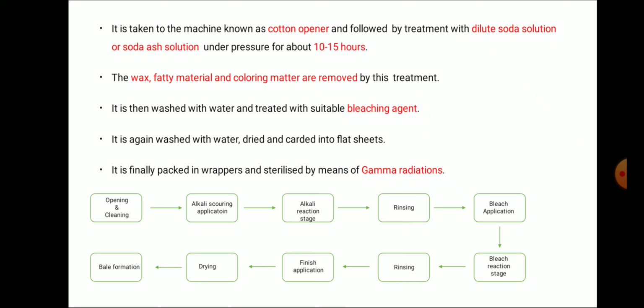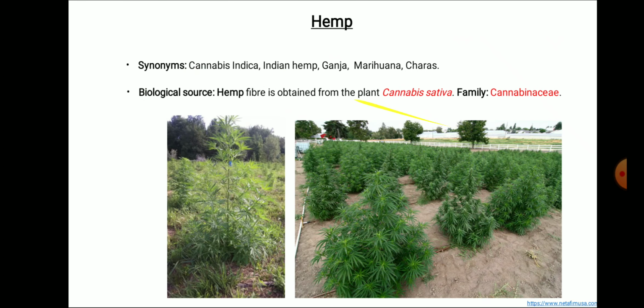By this flowchart, you can easily understand the steps of preparation of cotton. The first one is opening and cleaning, then alkali scouring application, alkali reaction stage, rinsing, bleach application, bleach reaction stage, rinsing, drying and then bale formation. The most important question arises from here: what is the process of sterilization of cotton? That is gamma radiation. Okay, next one is hemp.